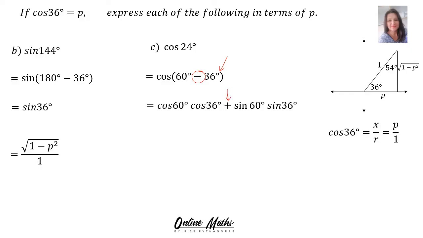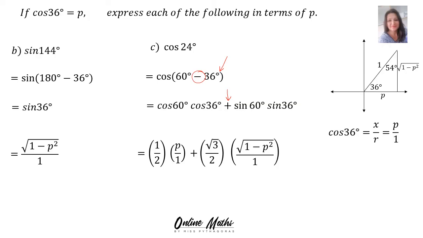And now you're back in grade 11. Cos 60 is 1 over 2. Cos 36 here is p over 1. Plus sin 60 is root 3 over 2. Sin 36 is root 1 minus p squared over 1. And then you can stop there.